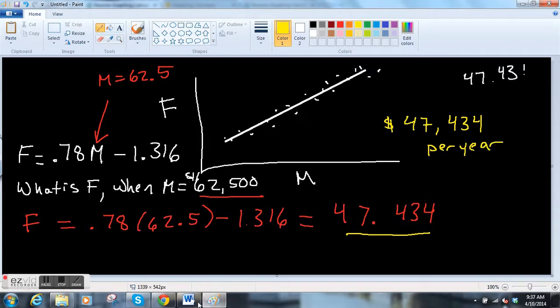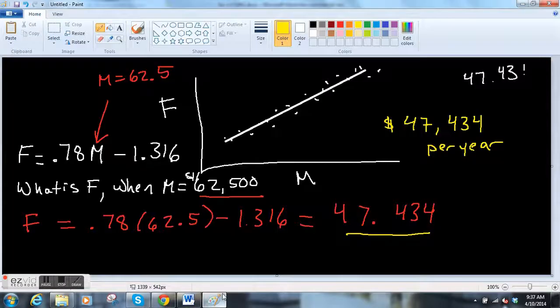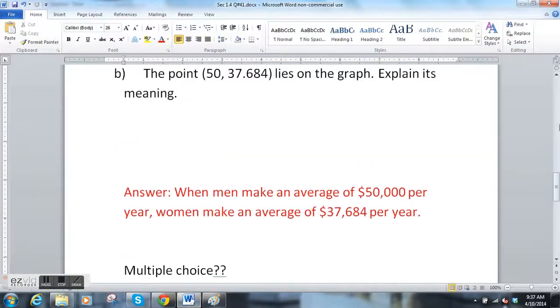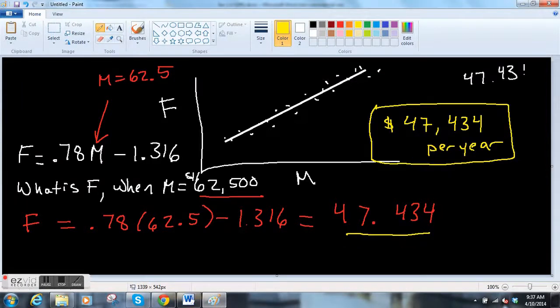Because remember, the question was asking you, find the average female earnings that correspond to male earnings of this. So the answer is, the average female earnings is $47,434. Maybe you're all mad, it's less, but save that anger for your conclusion. Just write this in your math problem. And so that is an example of the two types of things you should be able to do from this section: graph the functions and interpret the graphs. So those last two problems, something like this, is an interpret the graph problem.